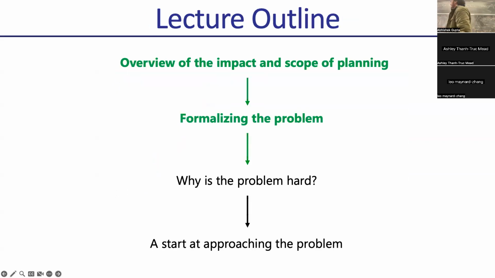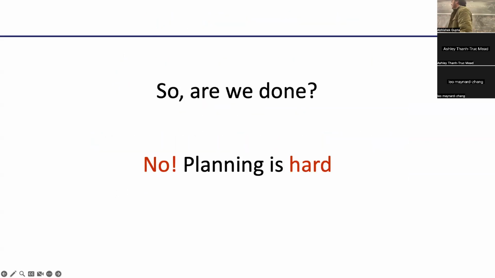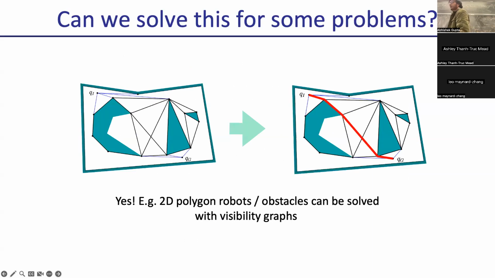Okay, so we formalized the problem. Let's try and understand the problem difficulty a little bit. If you had 2D planning, just translations, and you had polygon obstacles, then motion planning can be solved with something called visibility graphs. You basically construct a graph where all the nodes correspond to corners of the polygons, and then run a graph solution. It will work for 2D navigation with polygon obstacles. But for any more complex problem, it doesn't work.